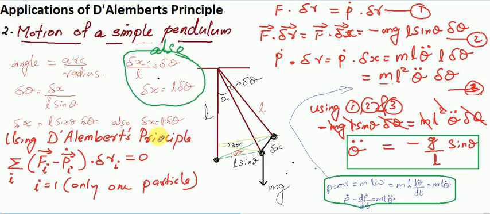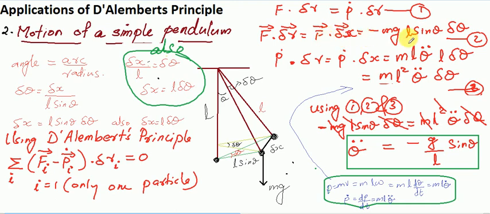Now using D'Alembert's principle, Fi minus Pi dot, dot delta Ri equal to 0. But here only one particle, so i equal to 1 only, so we can write F minus P dot, dot delta R equal to 0. Taking P dot dot delta R to the other side, we get F dot delta R equal to P dot dot delta R. Now consider the left side. F dot delta R is F dot delta x, because delta R is the general symbol for virtual displacement. In this case, we consider delta x as the virtual displacement. So F dot delta x.